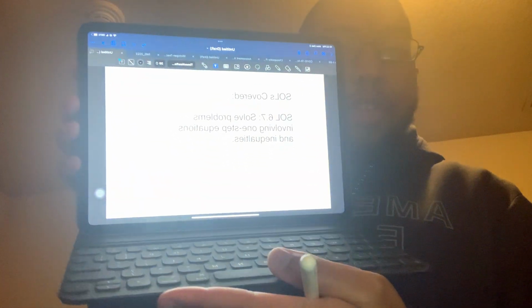All right. So I'm going to try to enlarge this right here so that everyone can see very well. Okay. So the SOL we're covering today is SOL 6.7. We're solving problems involving one-step equations and inequalities. I know you all are familiar with inequalities, and just to give you a quick refresher, that entails this right here.